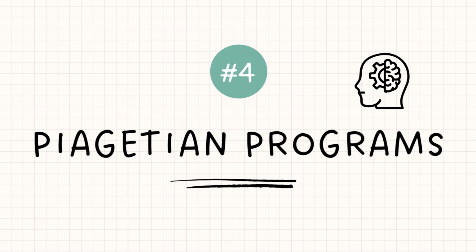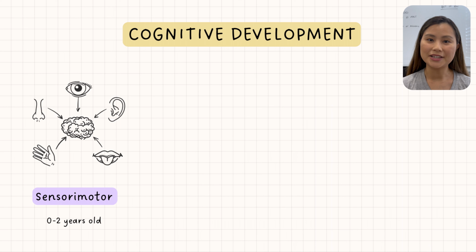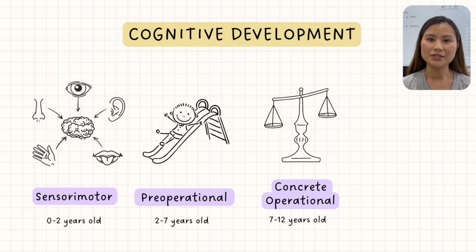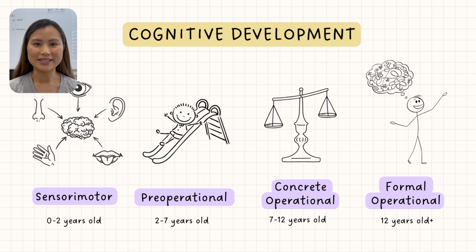Next, we have Piagetian programs. Hopefully I pronounced that properly. Piagetian programs refers to choosing resources that are relevant for the cognitive stages of development coined by Jean Piaget. There are 4 stages of development. The first stage is the sensory motor stage. Next, we have the pre-operational stage, the concrete operational stage, and the formal operational stage.